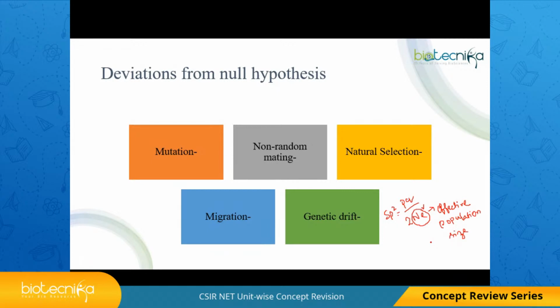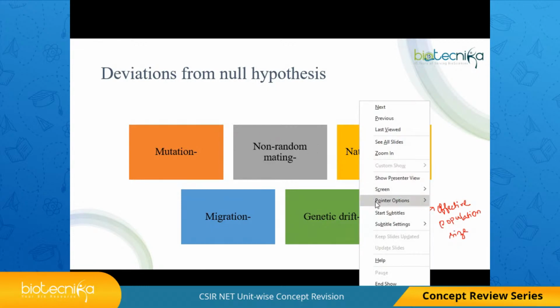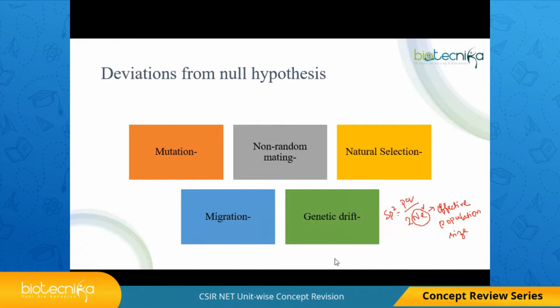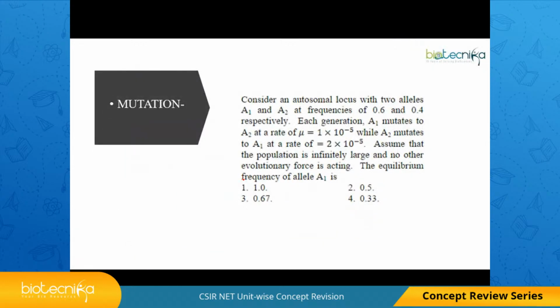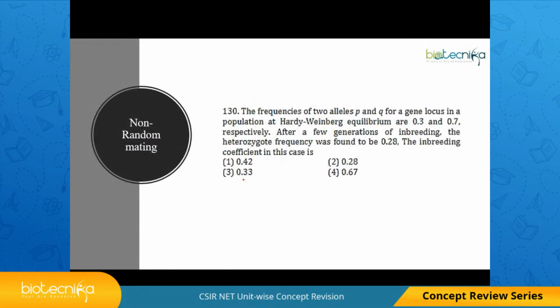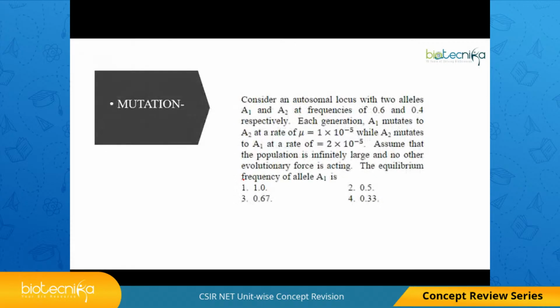So your Hardy-Weinberg equilibrium deviates from the null hypothesis, from the standard, because of all these effects, and I've already shown you how they are deviating. So with this, I come to the end of my presentation. You can practice some sums from here also later on. I hope it is clear to everyone. You do get questions from here.